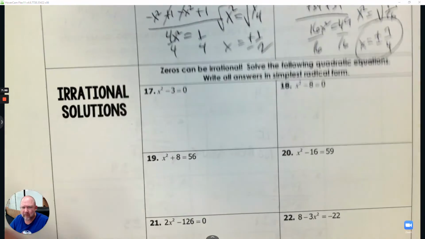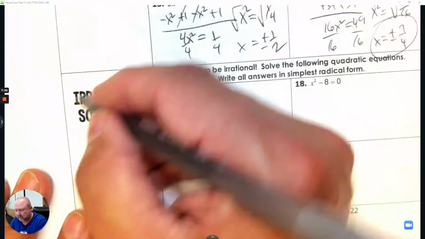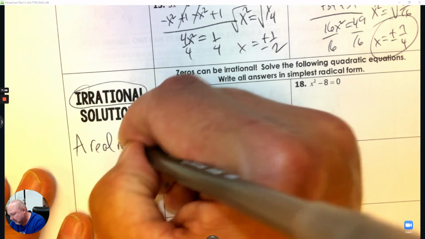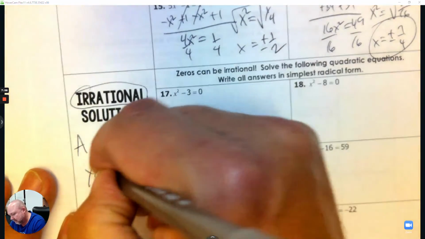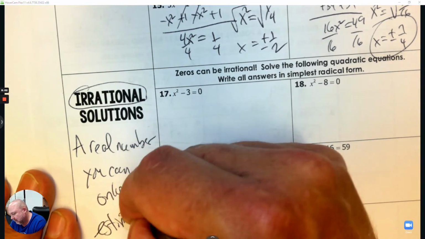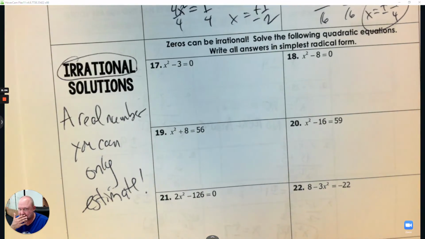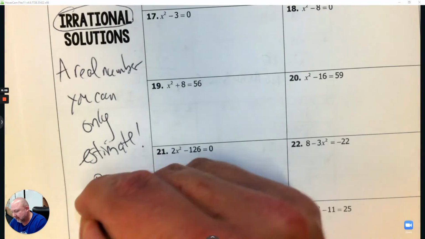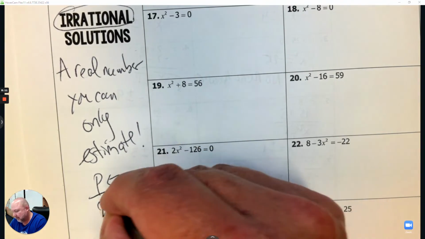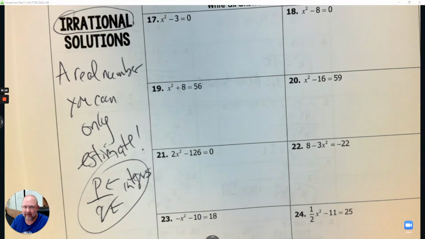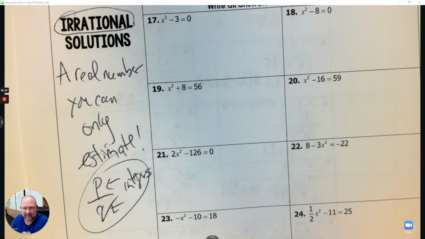Oh, here we go. Irrational solutions. Let's just figure out what that means. So an irrational means a real number you can only estimate. We're going to stick with that. A real number that you can only estimate. Some people talk about integers where you can write it as a fraction where the top and bottom are integers. That's kind of confusing. But if I understand it's a real number and you can only estimate it, that's what an irrational number is. Might be helpful.